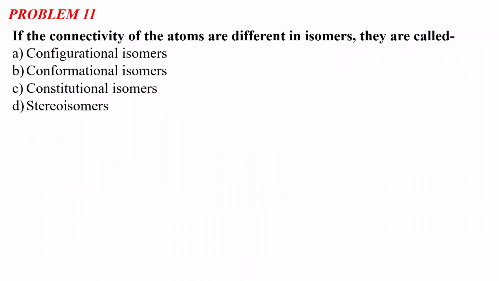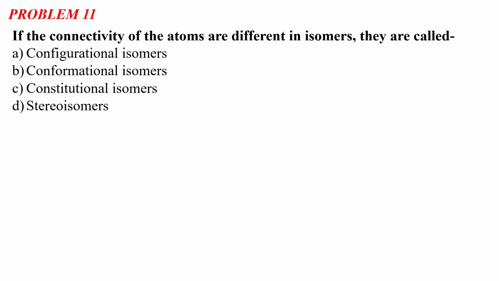Okay, so this is our problem number 11, and it says that if the connectivity of the atoms are different in isomers, they are called, you have four options. Option A is configurational isomers, option B is conformational isomers, option C is constitutional isomers, and option D is stereoisomers.